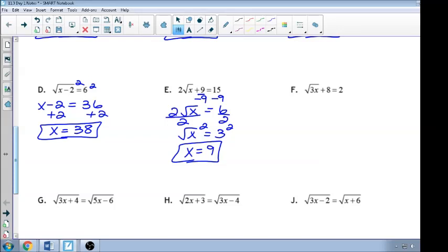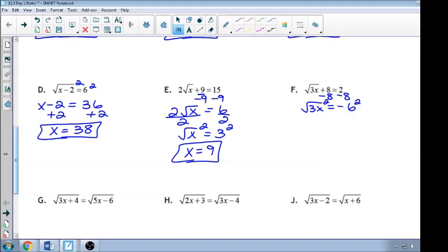On to F. F again, I need to move something first. I want to get the square root of 3x by itself. I want to get the whole square root by itself. So I'm going to subtract the 8 to start with. The square root of 3x would equal negative 6.